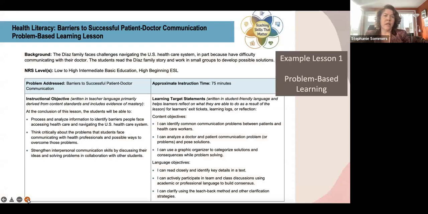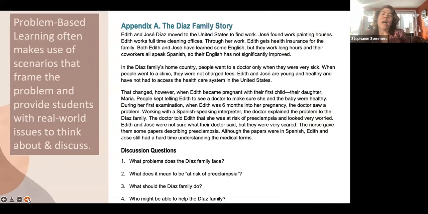All right, so here is the first lesson. It is the problem-based learning lesson. This lesson has to do with barriers to successful patient-doctor communication. So in this lesson, we have the Diaz family, and they are having some challenges communicating and navigating the US healthcare system. A lot of the problem-based lessons in the toolkit make use of scenario-based learning, where students are given a short scenario to read, and then they have questions to guide their discussion.